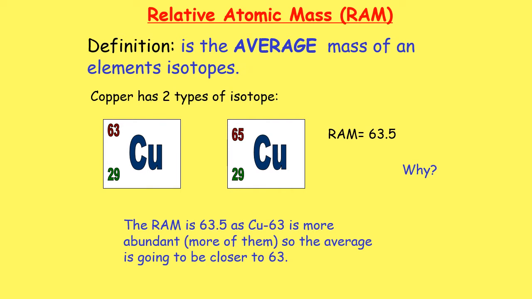What a weighted average means is that if there is more of one of the two types of isotope, we count that value more towards working out the average. So because the abundance of copper 63 is greater than the abundance of copper 65, it pulls the average more towards 63. And there is an exact way to do this, which we'll get onto.